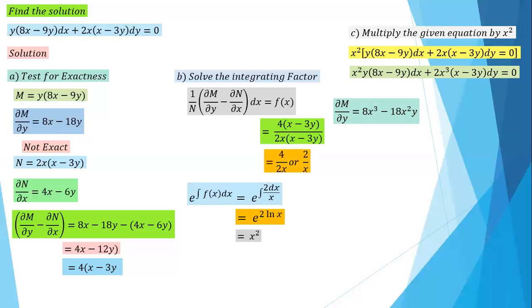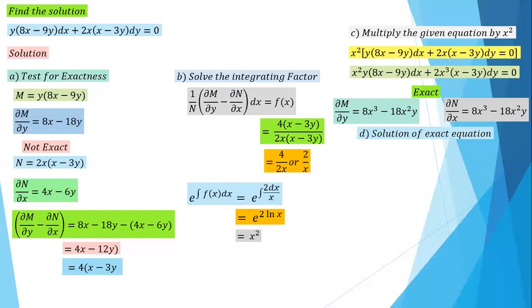Then taking the partial derivative of M with respect to y, we have 8x cubed minus 18x squared y. Then our partial derivative of N with respect to x, we have also 8x cubed minus 18x squared y. So therefore, our equation is now exact. Then we solve the equation using exact solution.